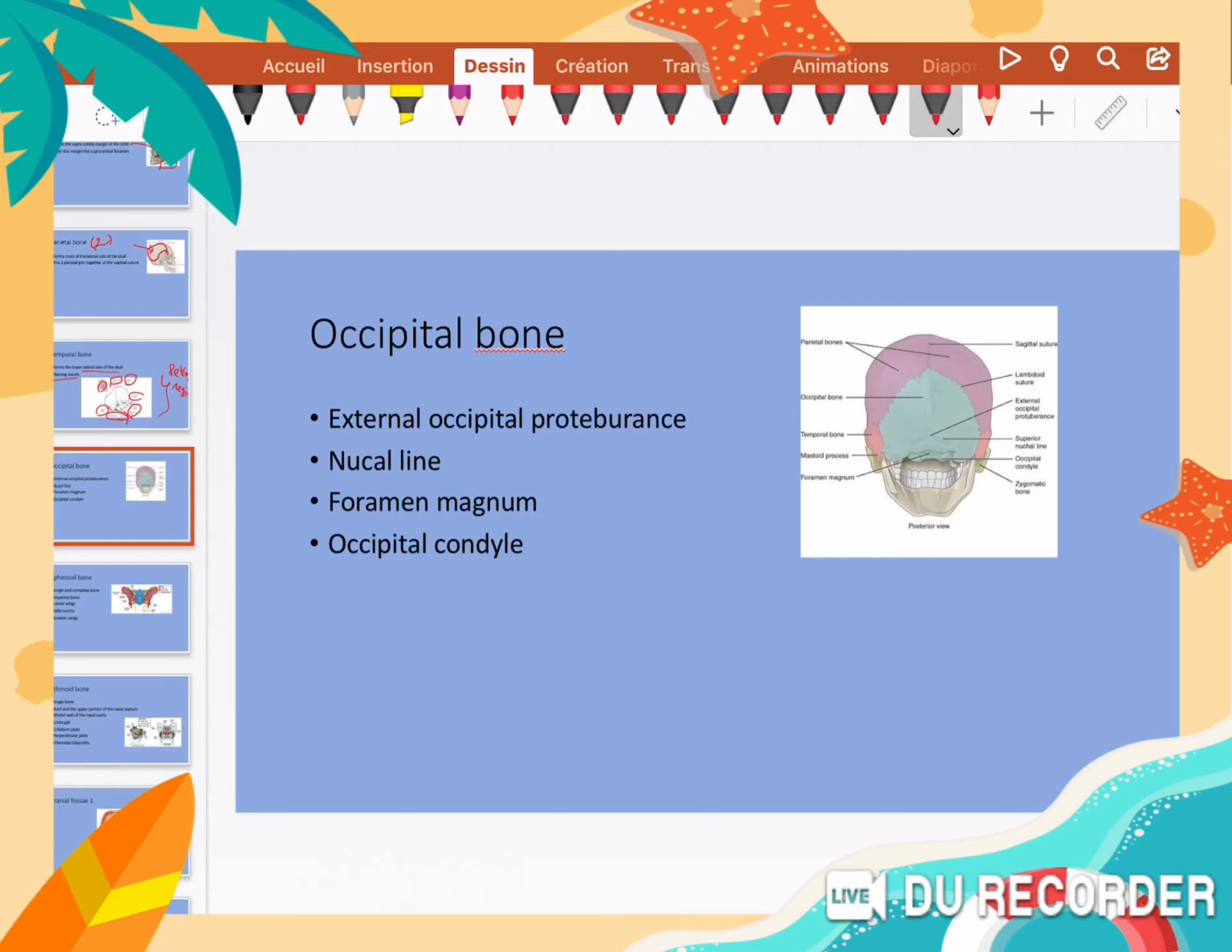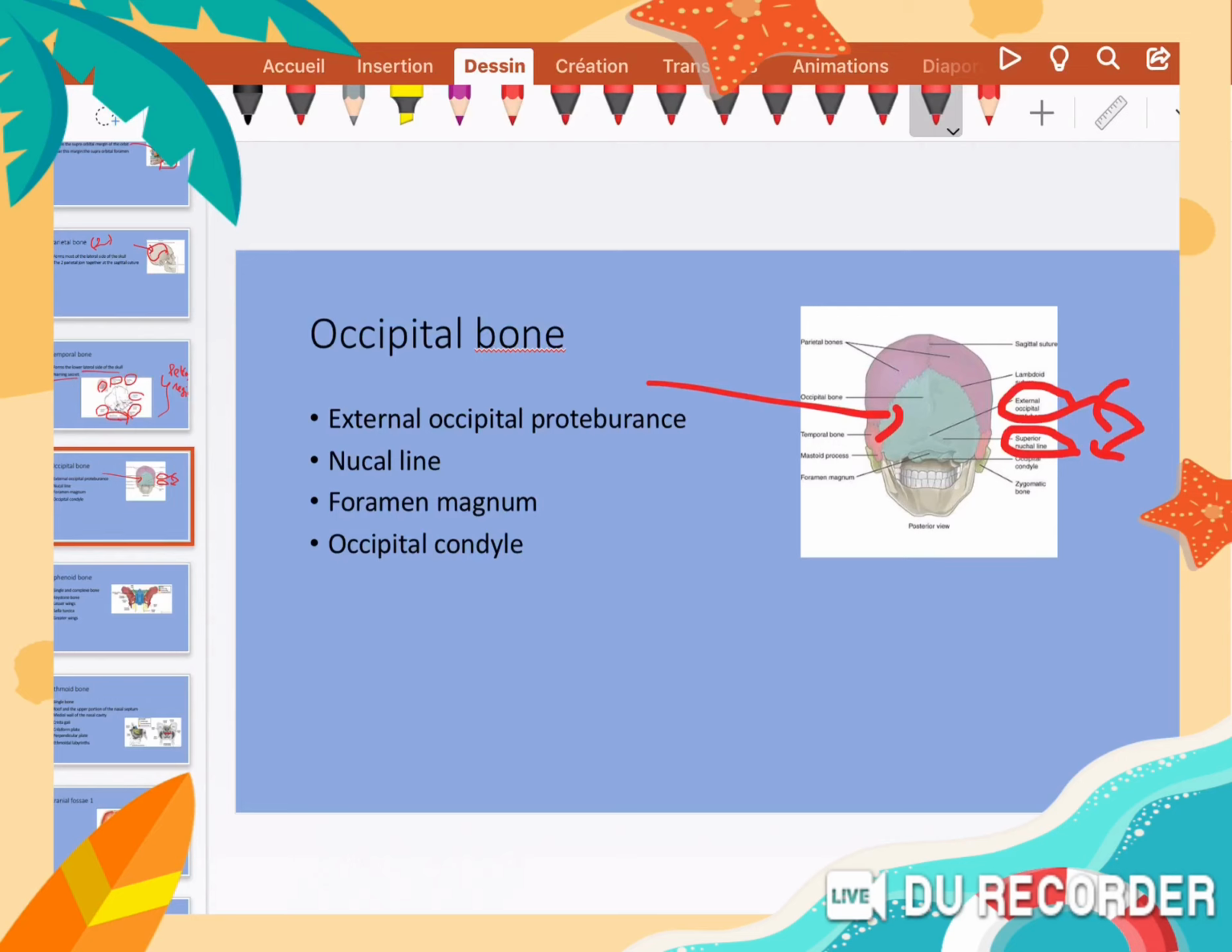Okay, now let's finish the occipital bone. Now the occipital bone is what forms the posterior skeleton. Okay, this is the occipital posterior part. It is composed of the external occipital protuberance, okay, and the superior nuchal line. These two structures are for the insertion of the ligaments of the neck, okay.